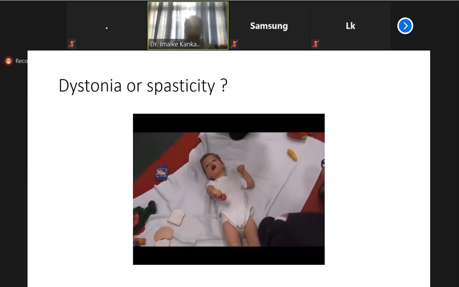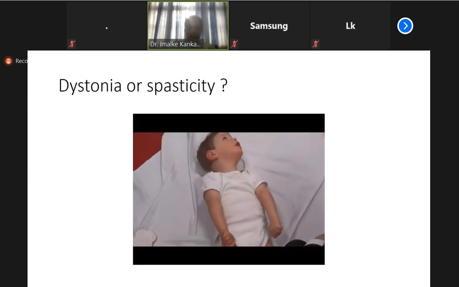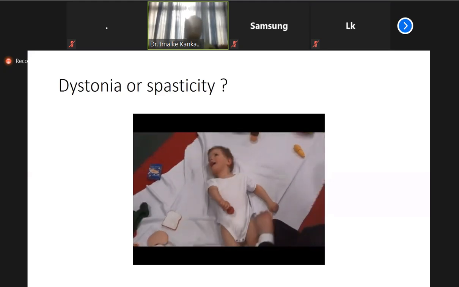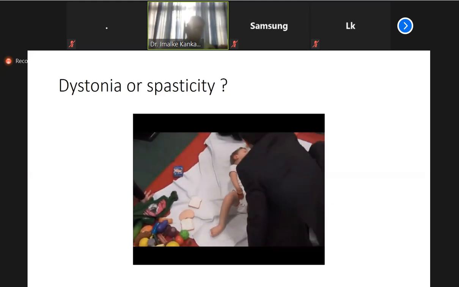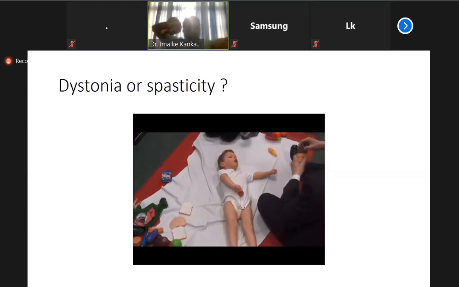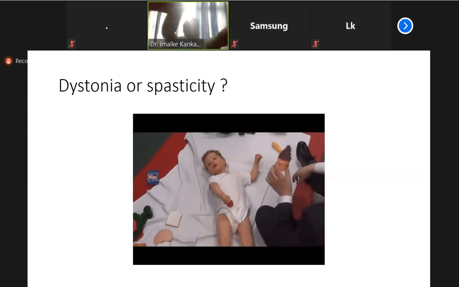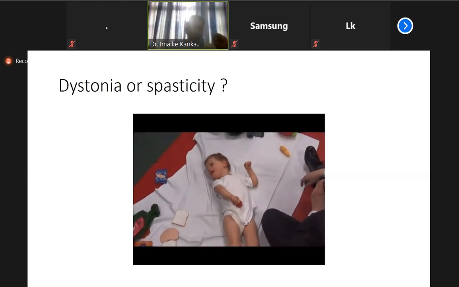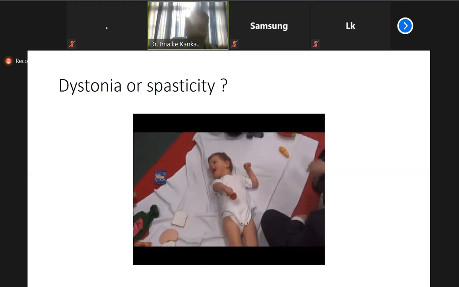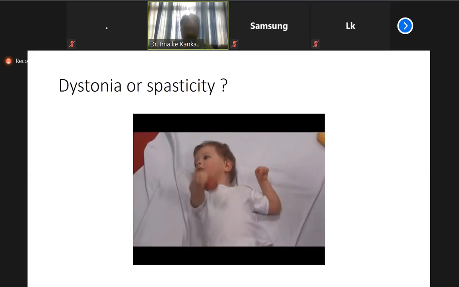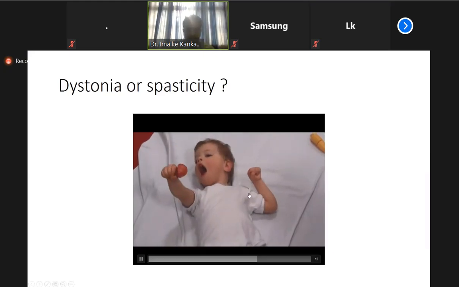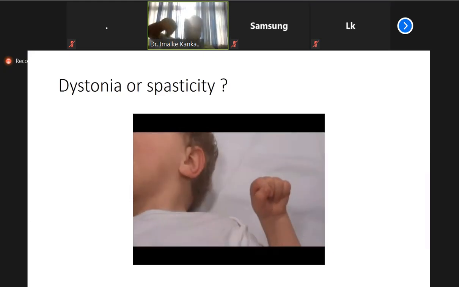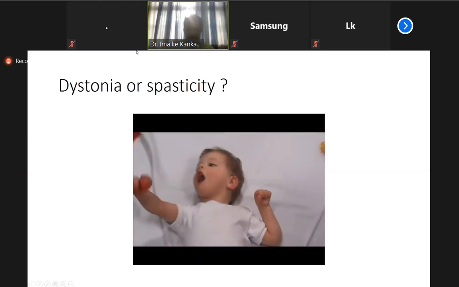Okay, what is this? Is it dystonia or spasticity? Now you can see he's having these movements, right? Even without demonstrating anything, you can see the child has got dystonia, right?